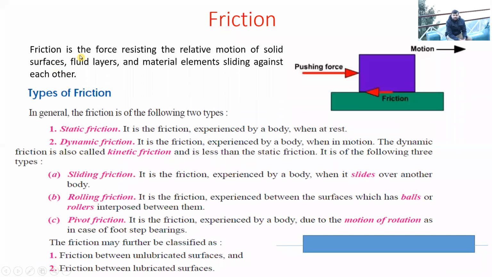Friction we already know. We have been studying it from, I think, class 6th onwards. So friction is a resisting force. It is the force resisting the relative motion of solid surfaces, fluid layers, and material elements sliding against each other. So wherever there is relative motion between two surfaces, either solid surfaces or maybe fluid layers, there will be friction between any two surfaces. If there is relative motion, there will be friction.